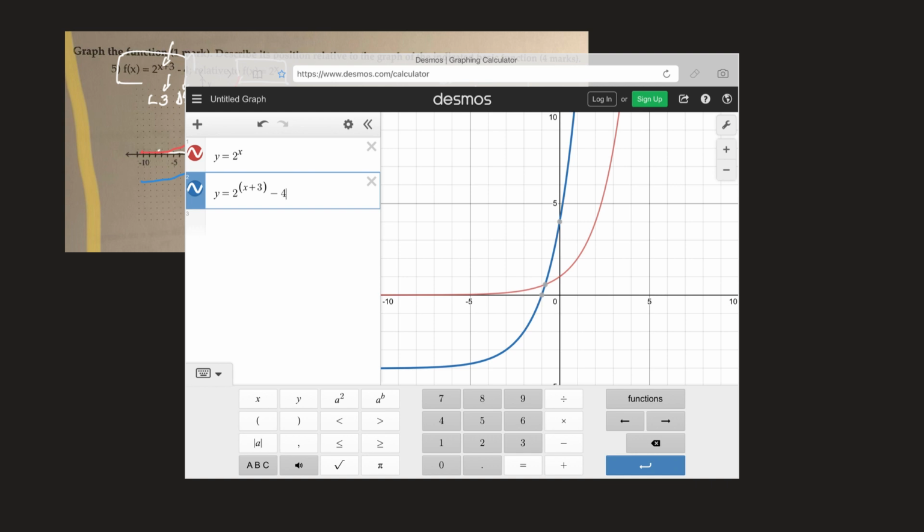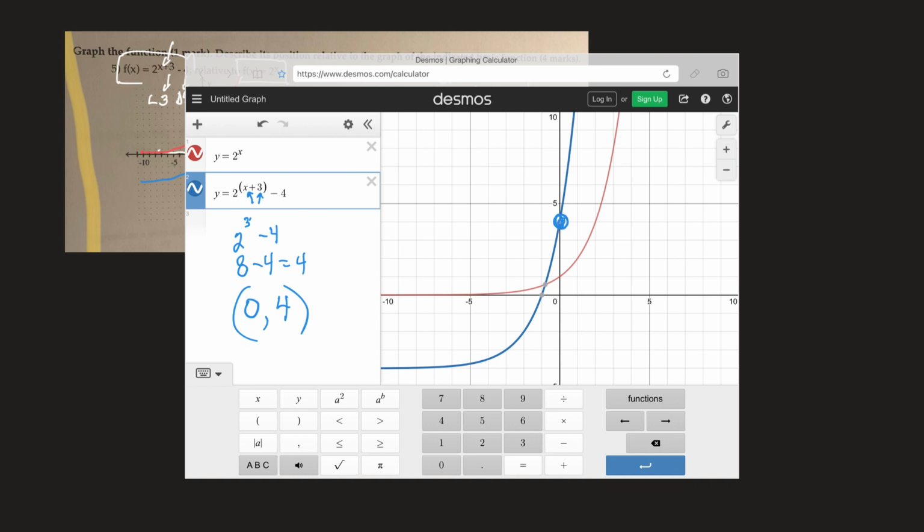If you want, you can take and find exact points. Like here, it looks like I have a point right there at 0, 4. So I could plug a 0 in everywhere I see an x. So 0 plus 3 is 3, so it'd be 2 cubed minus 4. 2 cubed is 8. 8 take away 4 gives us 4. So if I plug a 0 in for x, I get a 4 for y, and that's that point.